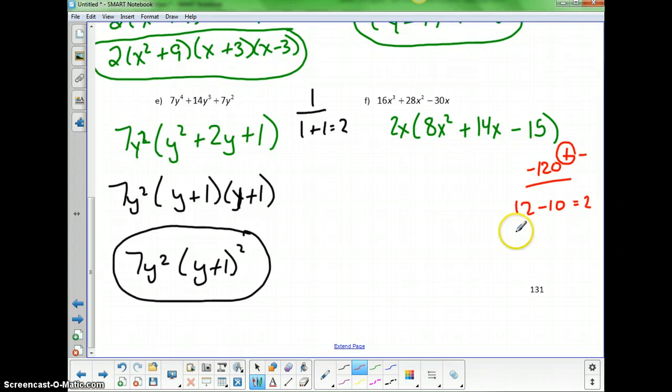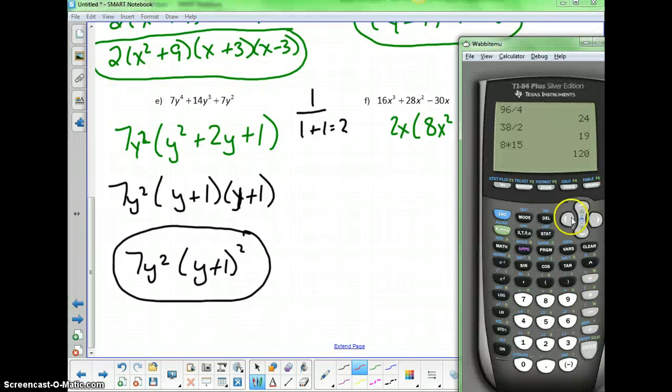Okay, so let's go bigger. Let's try 24 times 5 is 120. So 24 minus 5 is 19. So it looks like I went too big there. So the number I need is between 12 and 20. So let's grab our calculator. We just did 24 times 5 was 120. So now I need to go smaller. Let's try 20.